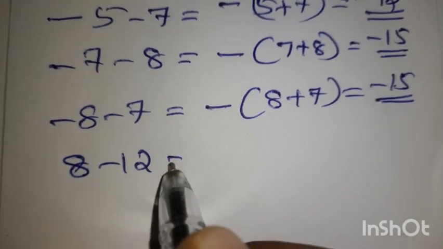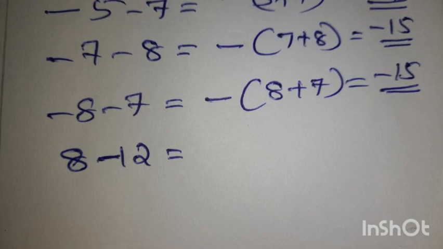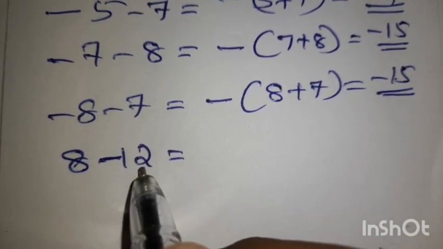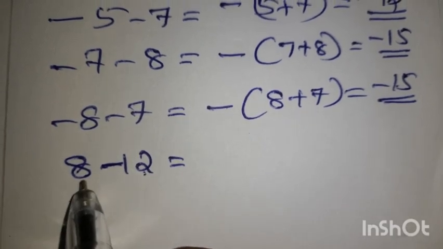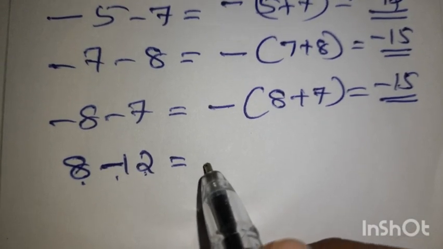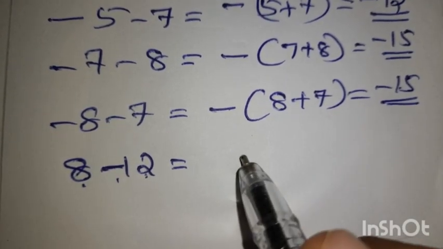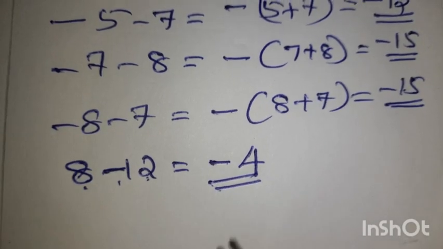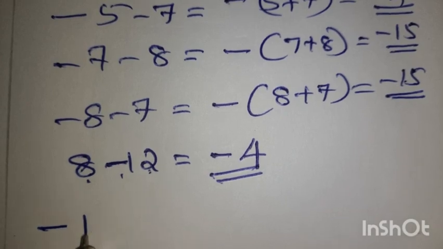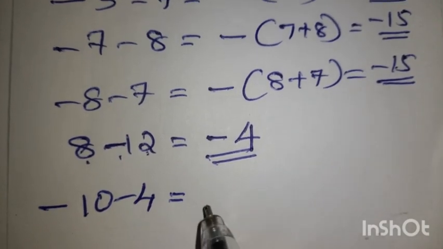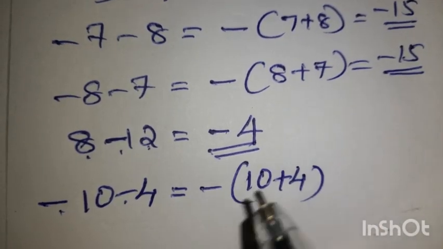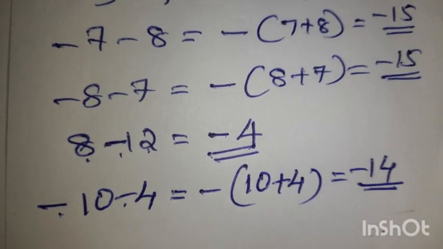8 minus 12. How will you find out 8 minus 12? You have to subtract from the higher number to the lower number and keep the sign of the larger number. So 12 minus 8 is 4. The answer is minus 4. Minus 10 minus 4. Both are minus. What do you have to do? The numbers are added and keep the minus sign. So minus 14.